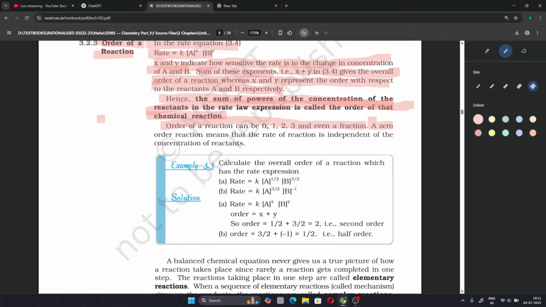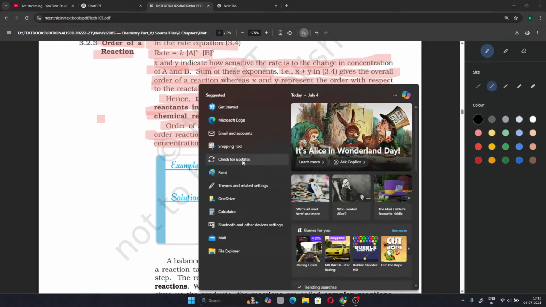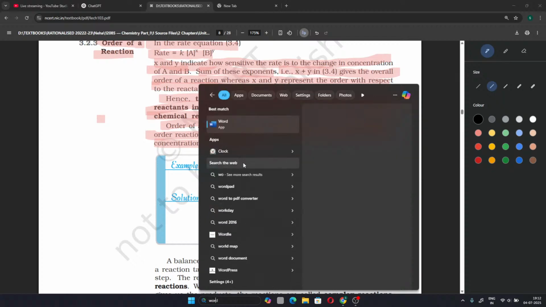A zero order reaction means that the rate of the reaction is independent of the concentration of the reactants. If it is a 0th order reaction, then no matter how we change the concentration, the rate will remain constant. The rate will not change. Actually, it's better I think to go to the notes.